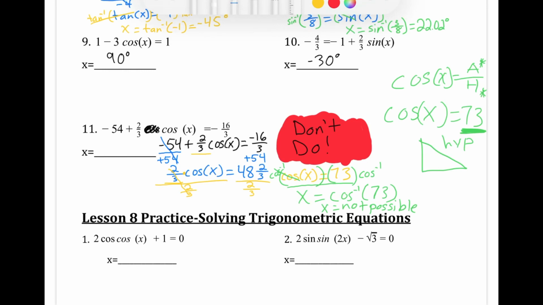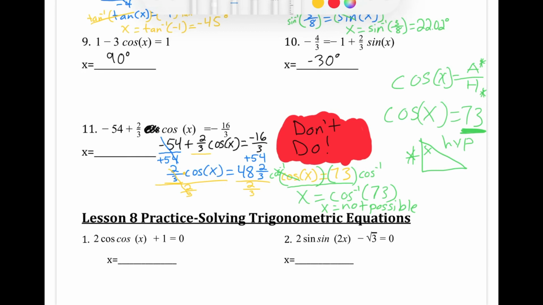So let's say our angle x was up here. So our adjacent side, which is over here, would be much bigger than our hypotenuse, which is our denominator, which would be dividing the a, whatever that would be.